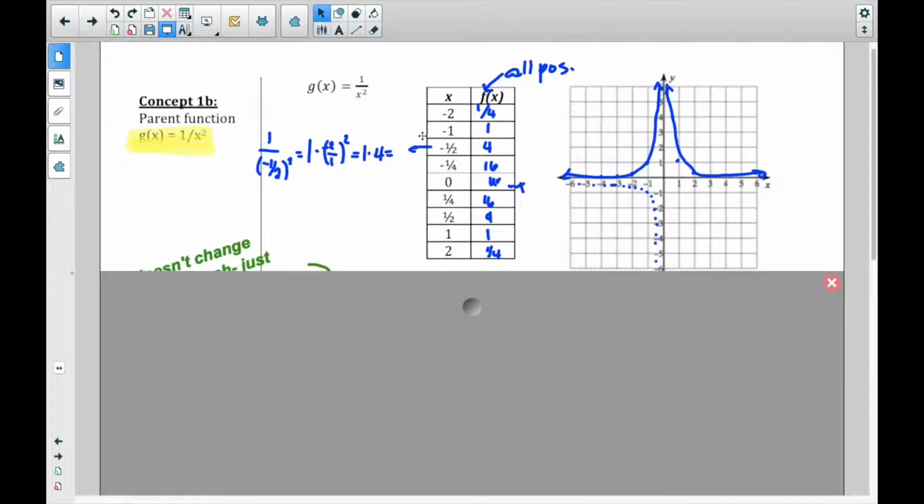All right, look at what has happened. Since they are all positive, everything is above the x-axis. Before, I made a little dotted line to show you. This little dotted line is 1/x, but when we change it to 1/x squared, it jumps up here because it becomes positive, so everything's up above the x-axis.